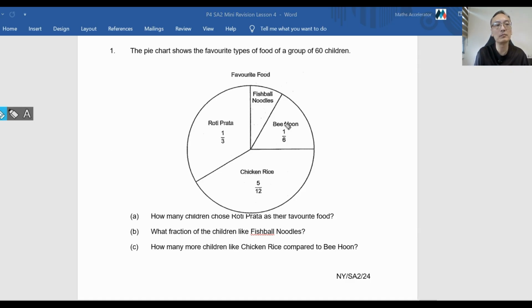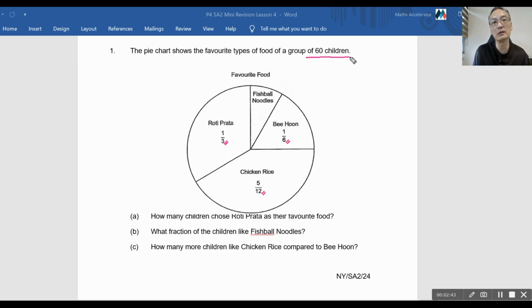Let's take a look at the pie chart over here. Okay, we have roti prata is 1/3 of the total, bee hoon is 1/6 of the total, and chicken rice is 5/12 of the total. The one that's missing over here, the missing fraction, is the fishball noodle. So, in number 1, we have to find out how many children choose roti prata as their favorite food.